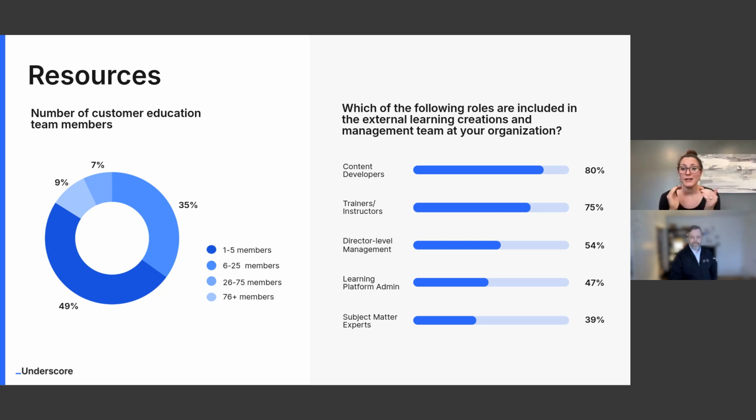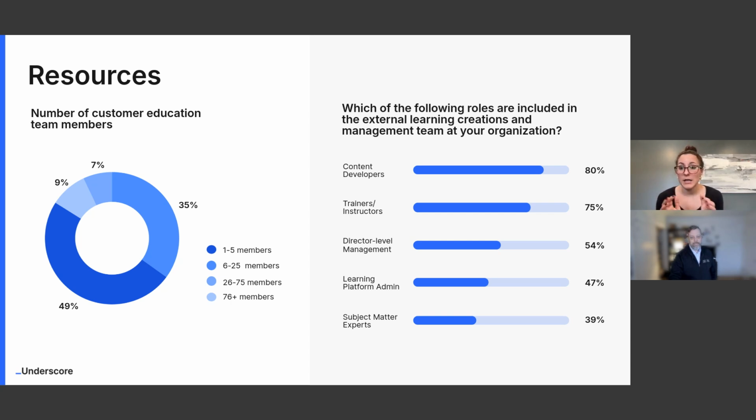And so you'll notice that most teams have content developers. Obviously, content is king. We've got to have good content to educate and train whoever it is that we're educating and training. Trainers and instructors, so if we have people doing live training, in person or virtual instructor-led training, director level management, a learning platform admin. So as your program grows, you might have someone dedicated to the administration of your learning content through your learning management system. And then our subject matter experts, our SMEs.